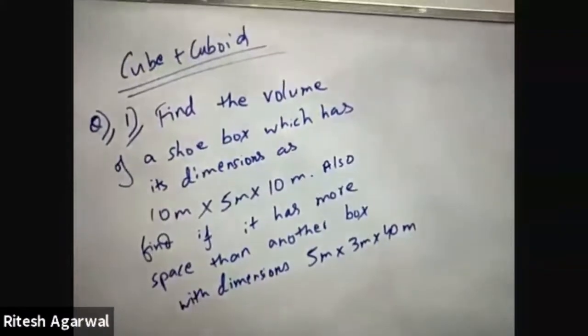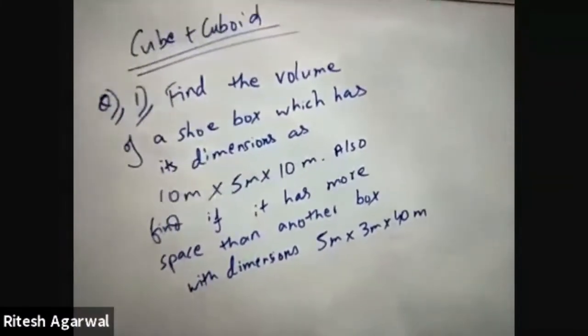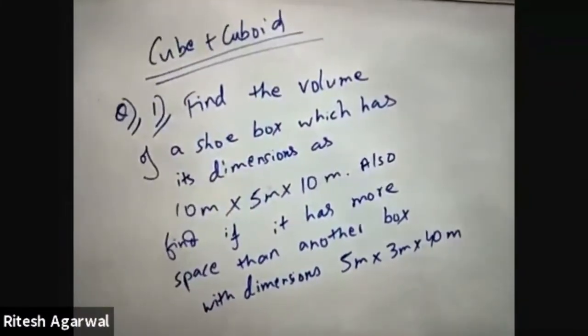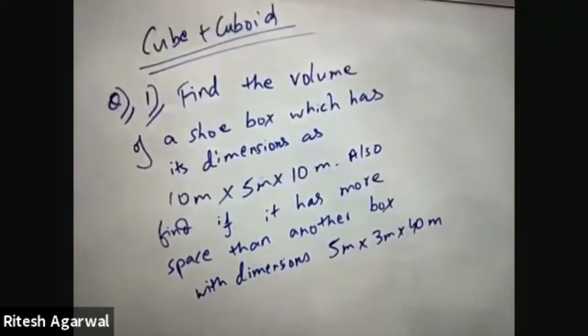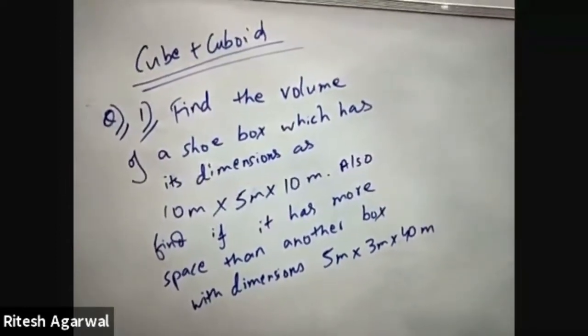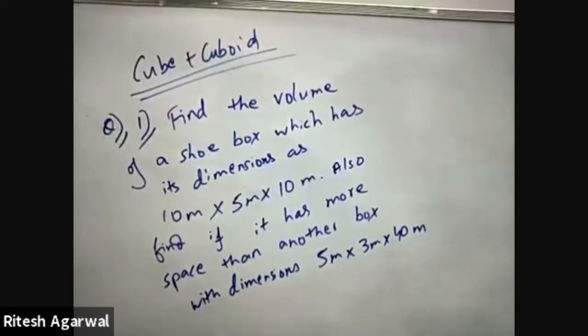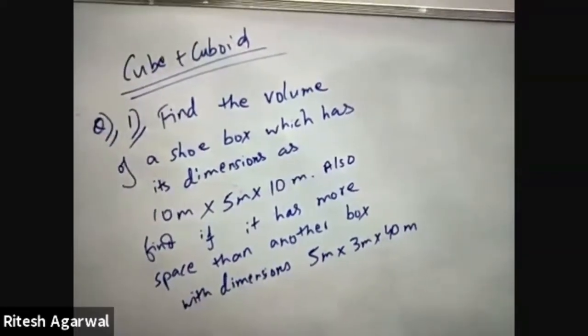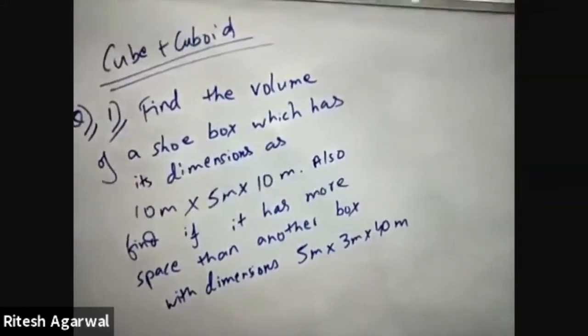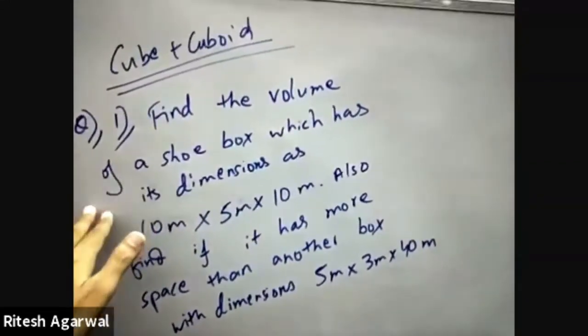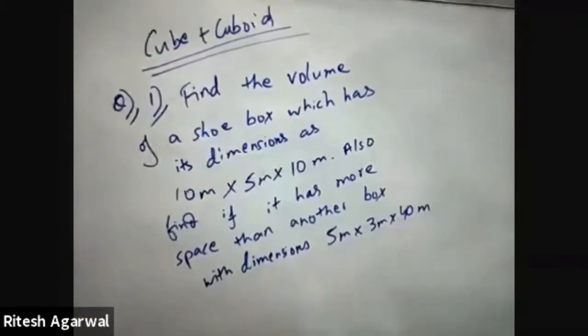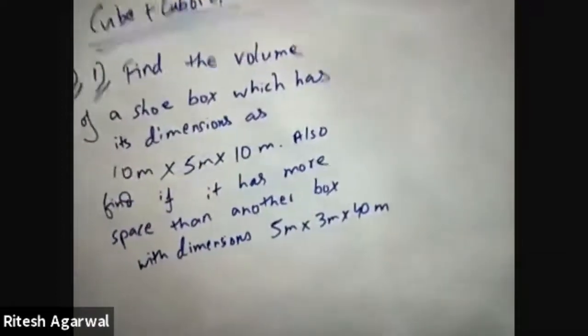Okay, so the question is: find the volume of a shoebox which has its dimensions as 10 meter into 5 meter into 10 meter, means 10 by 5 by 10. Also find if it has more space than another box with dimensions 5 meter by 3 meter by 40 meter. So you have to find the volume of a shoebox, and these are the dimensions given.